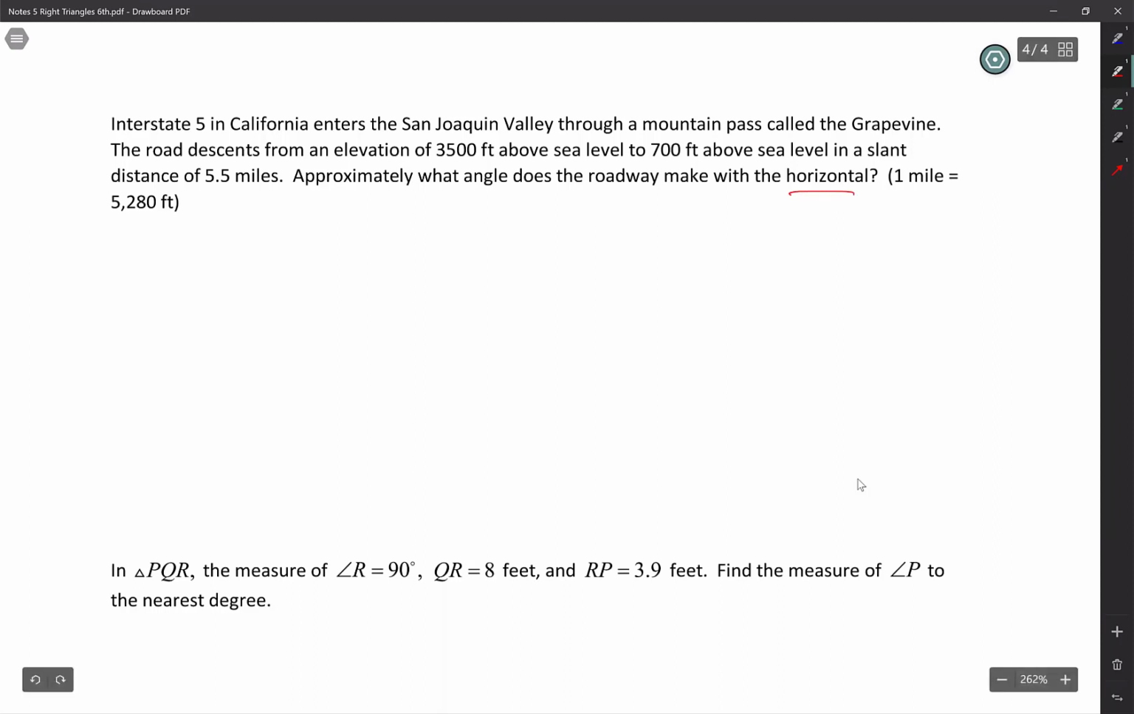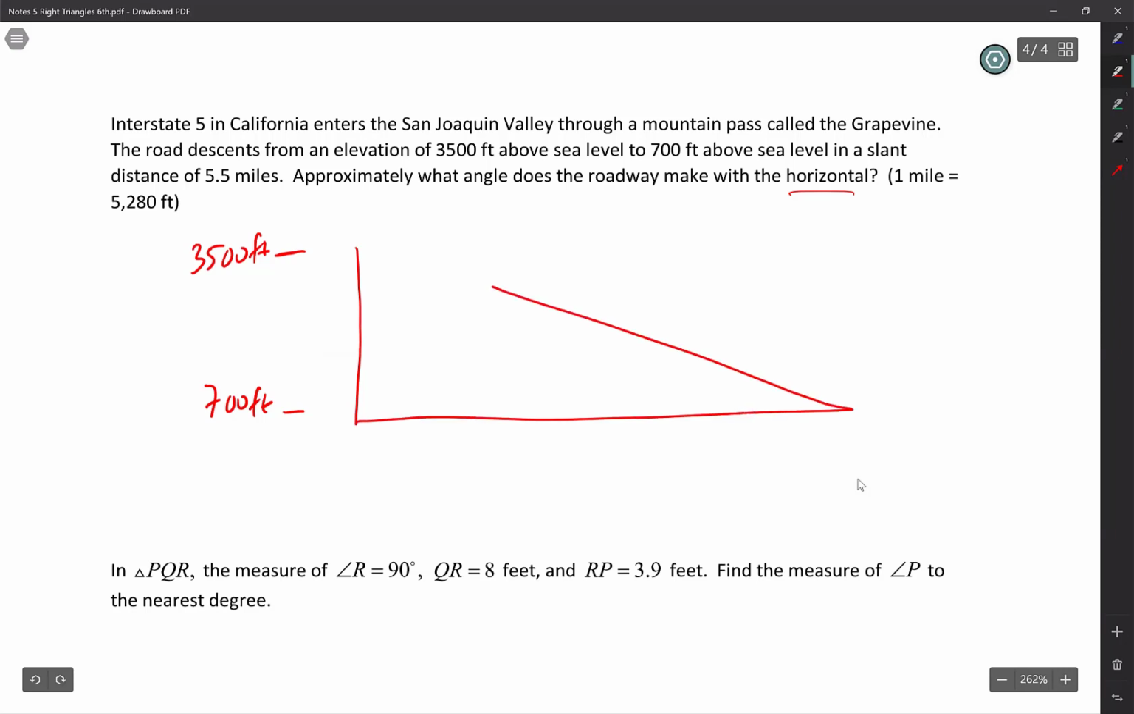All right, here's how you do it, guys. At one moment, you were 3,500 feet above sea level. At another moment, you were only 700 feet above sea level. So let me draw a triangle here. They want this angle, because that's with respect to the horizontal, so something flat. And this slant distance is 5.5 miles. Now understand, it was not always this smooth. Obviously, it was going up and down, but at a slant distance of 5.5 miles.